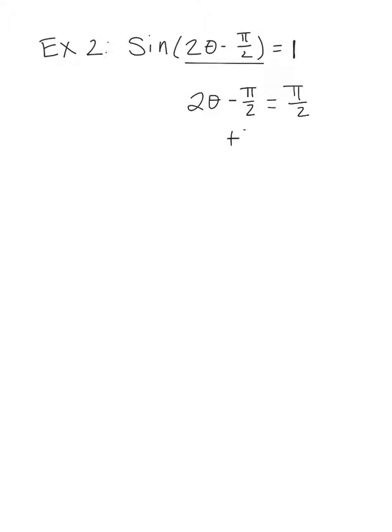So adding pi over 2 to both sides isolates that, and then we have 2 theta is equal to pi over 2 plus pi over 2. That's just pi. And then I'm going to solve by dividing by 2, and I have theta equals pi over 2. So when I put pi over 2 in for theta, and run it through this whole equation, I'd get a 1.